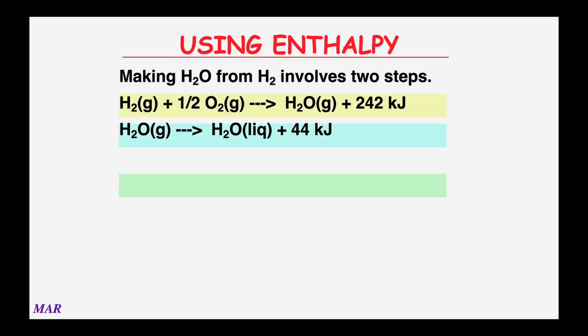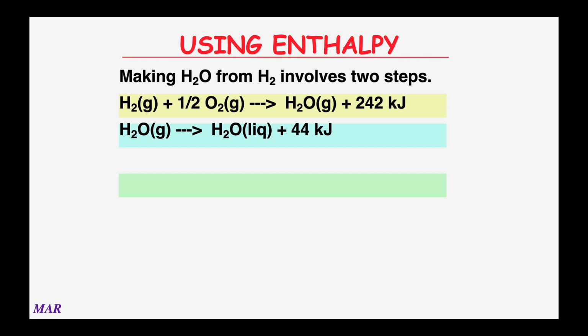If you look these up in tables, the first reaction, H2 plus 1/2 O2 making water gas, is a 242 kilojoule transformation. It was a negative 242, so I'm writing it as a product, as plus 242. Remember, if the energy is on the product side, that means it's exothermic. Now, gas water to liquid water, if you look this up, is also exothermic. It's 44 kilojoules of energy released.